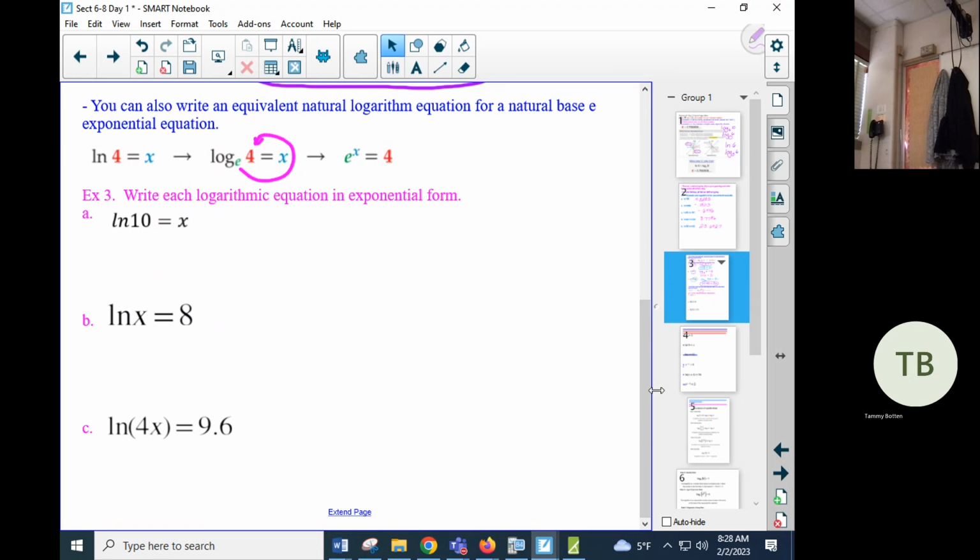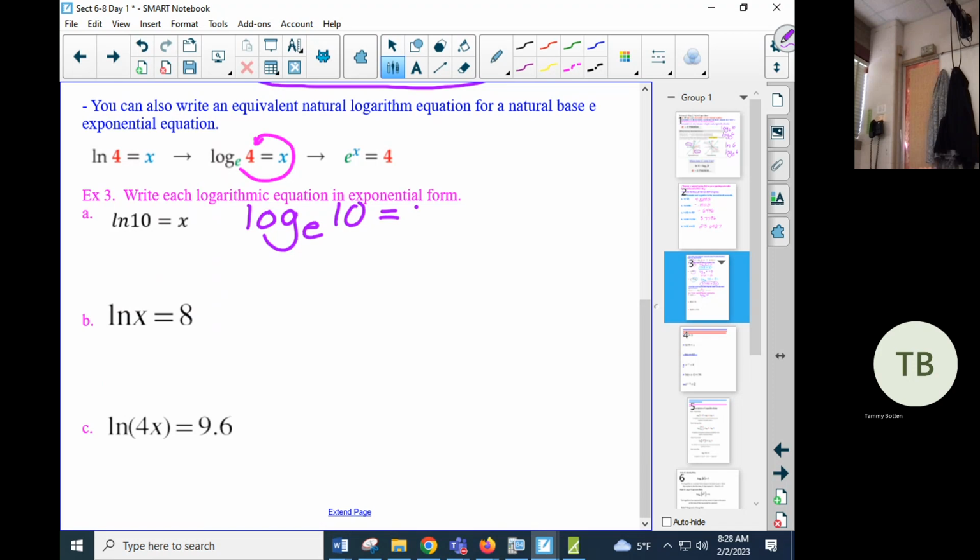Okay, that's what the log loop is. So if I go to do this, the first thing I do is go log base e, and then I write it just how it was, 10 equals x. So all I did there is replace natural log with log base e. Then I do that little log loop. So it would be e to the x power equals 10. Okay. And then that would be my answer here.